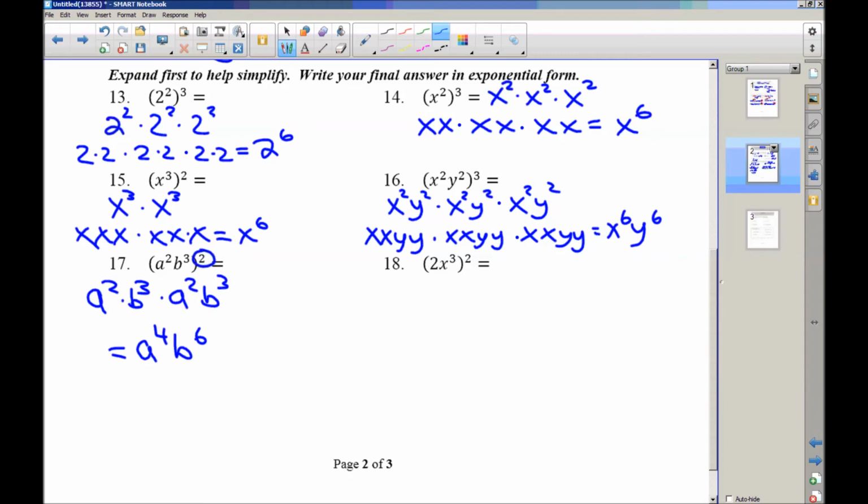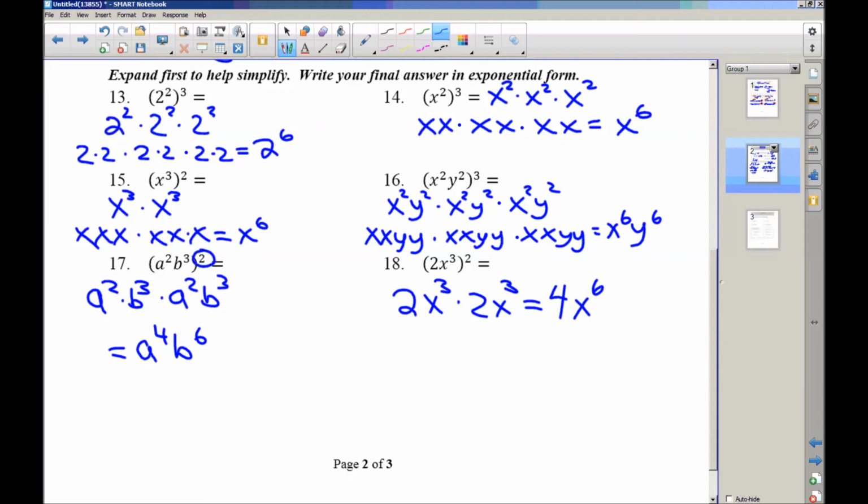Okay, all right, number 18. First we'll expand it to here, 2x cubed times 2x cubed. And then we'll make use of our product rule from above. So multiply the coefficients together and add the exponents. Okay, now we don't have to use the product rule from above. We can learn a new rule.